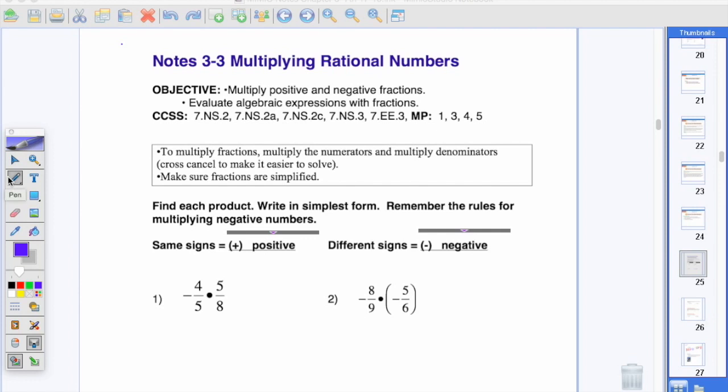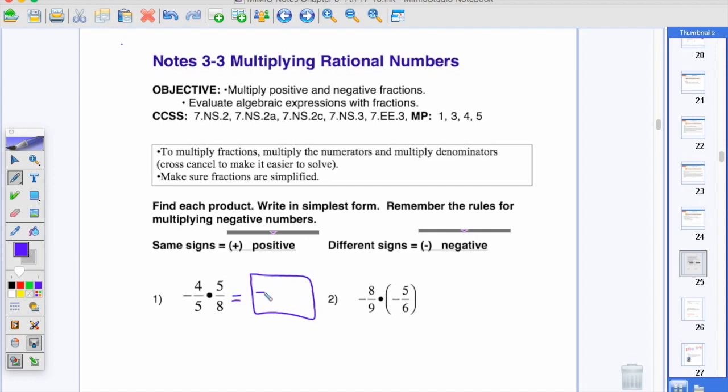So our first problem is negative 4/5 times 5/8. There's one negative in the fraction, so we don't leave it out. We're going to put our answer off to the side in an answer box, and we're going to put our negative in.